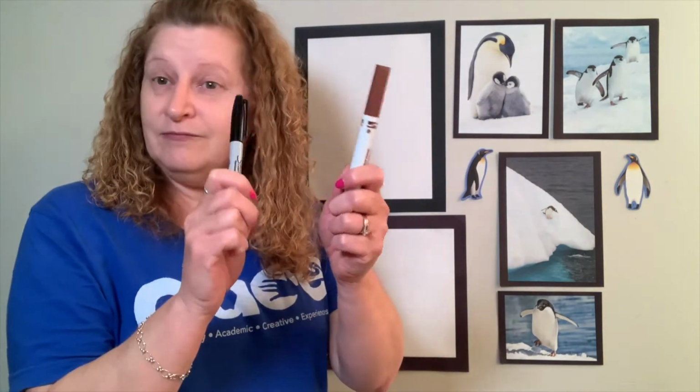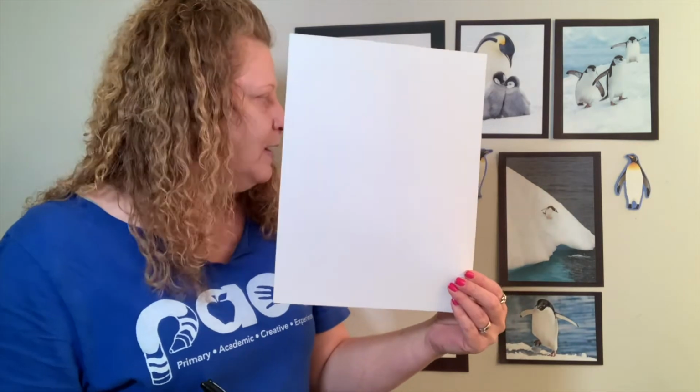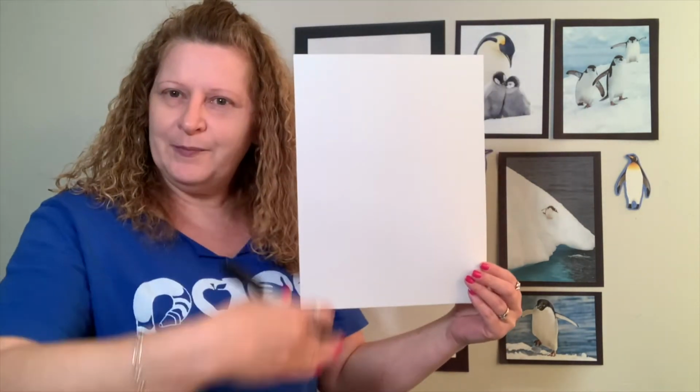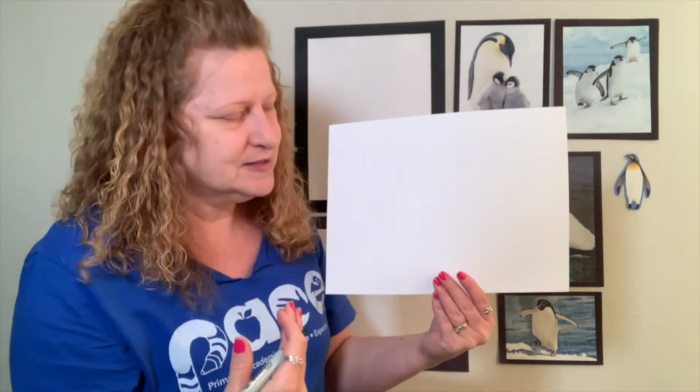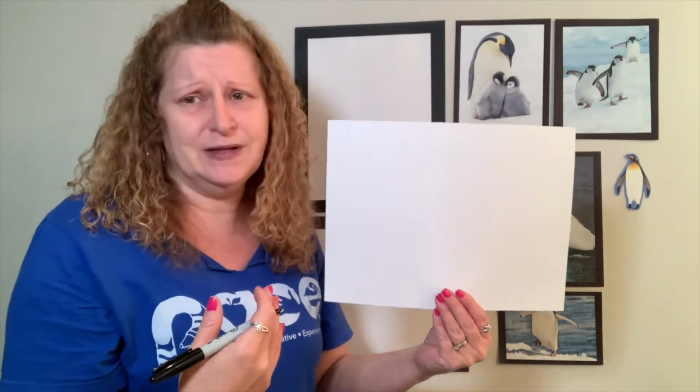All right, so I'm ready to get started with my drawing. First of all, decide on which marker you want to use, a black or a brown. I'm going to use a black one today. And get your white sheet of paper. Now I'm going to be drawing with my paper going vertically today. If you decide you want your paper horizontally, I'm okay with that. It's really up to you.